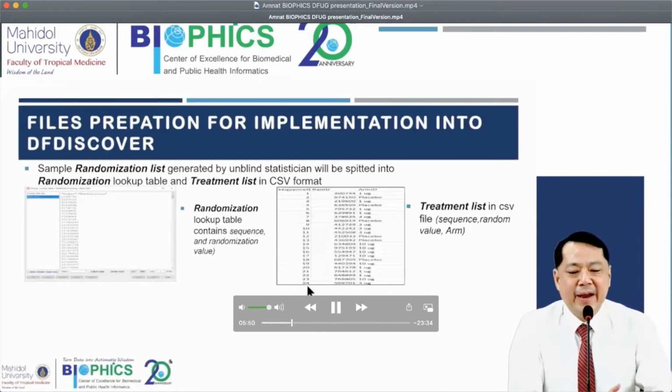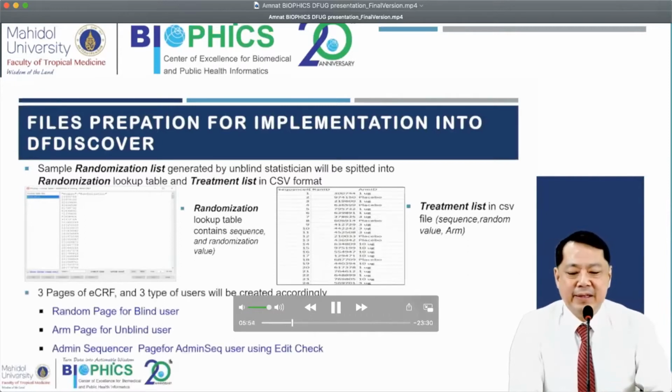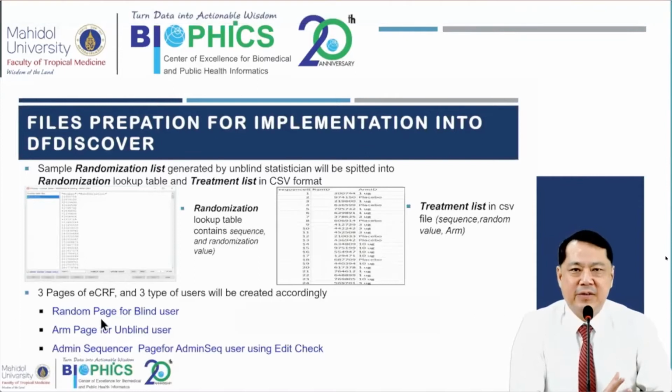Once you prepare those 2 files successfully, you are now ready to create an eCRF here. So the first CRF will be based on blind user. The blind user will use this random page CRF to assign the randomization value. And the second page will be for the arm page. It will be for unblind user to review the treatment arm, which matches the randomization value.